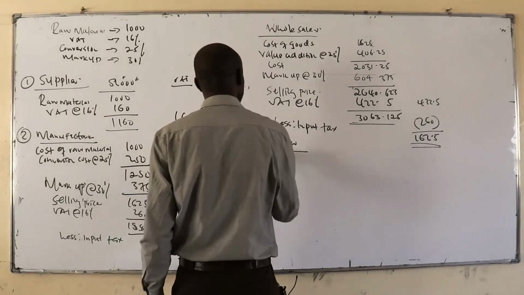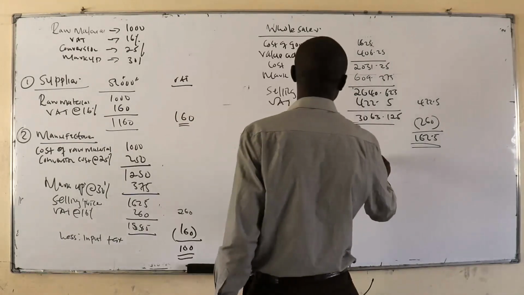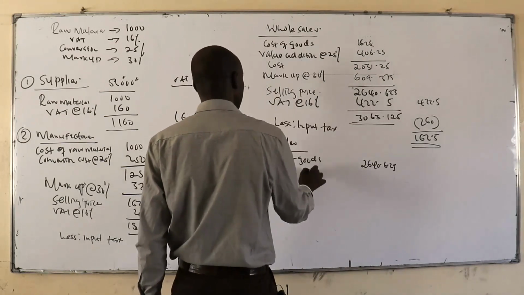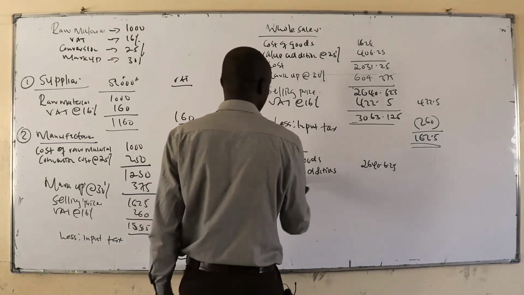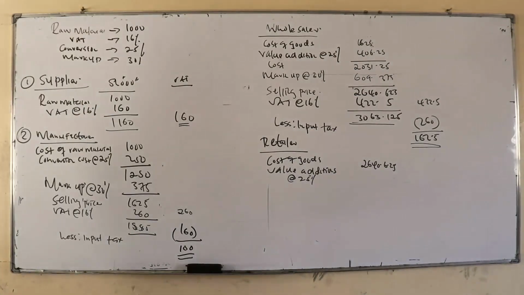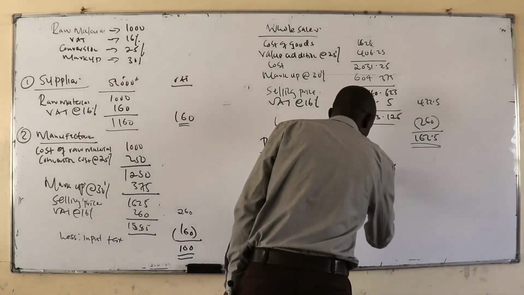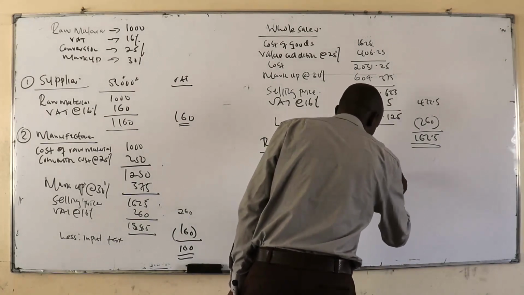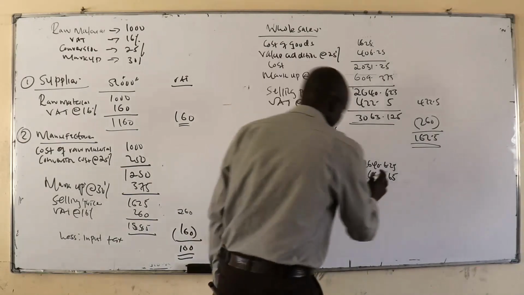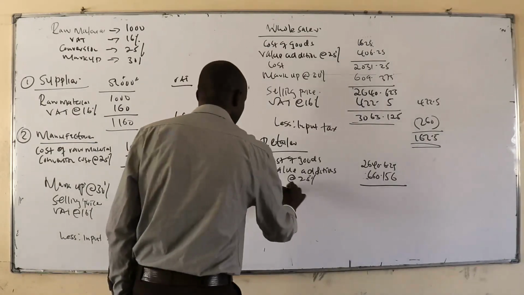Retailer. So the cost of goods, which is 26.62, value addition. Value addition at 25. 25% of that one is how much? 360. 660. 165. 56. This is 56. So this is the cost. This is the total cost.